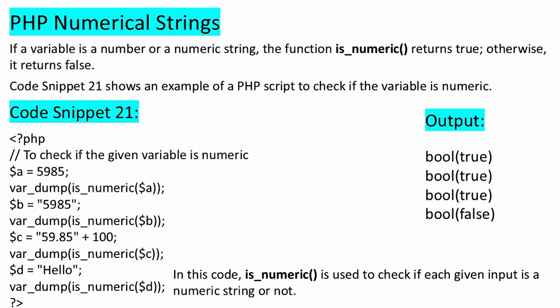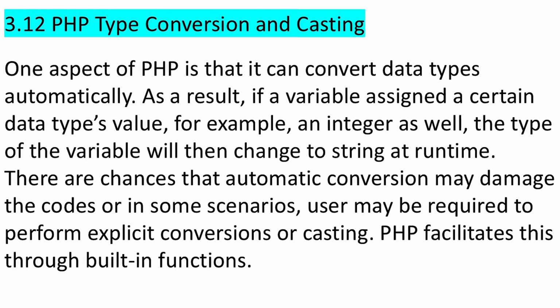Now let's move to another fundamental concept in PHP: type conversion and casting. One of the powerful features of PHP is its ability to automatically convert data types during program execution. This means that PHP is a loosely typed language, so you don't have to declare the data type of a variable explicitly before using it. For example, if a variable initially holds an integer value and later you assign a string to the same variable, PHP automatically changes its type from integer to string at runtime.